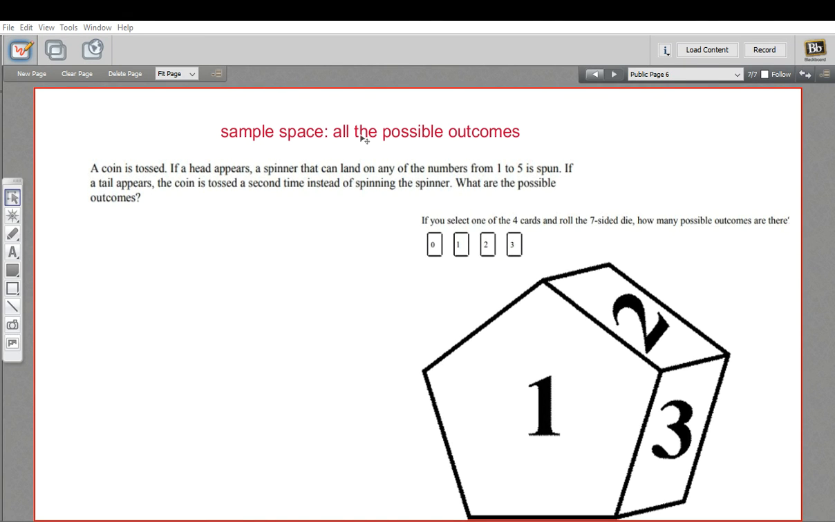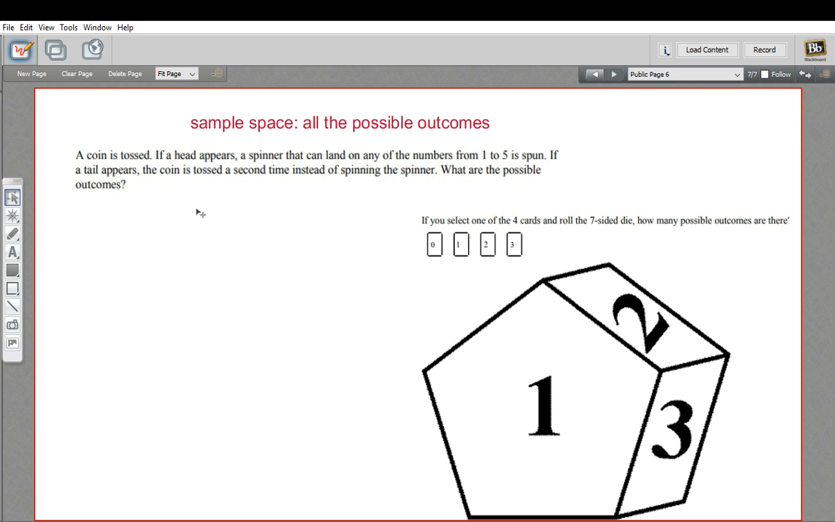In these problems, we are talking about sample space. And sample space is really just a fancy term for all the possible outcomes there can be in a situation. Let's look at this first problem.